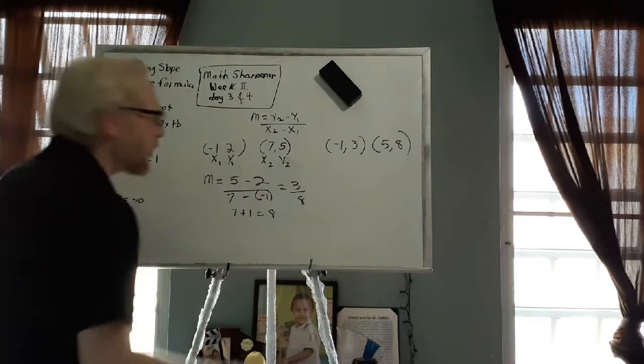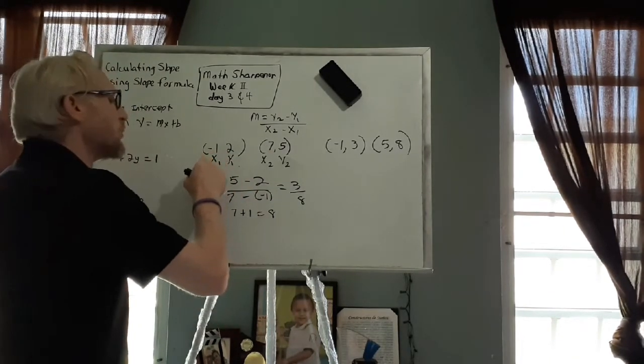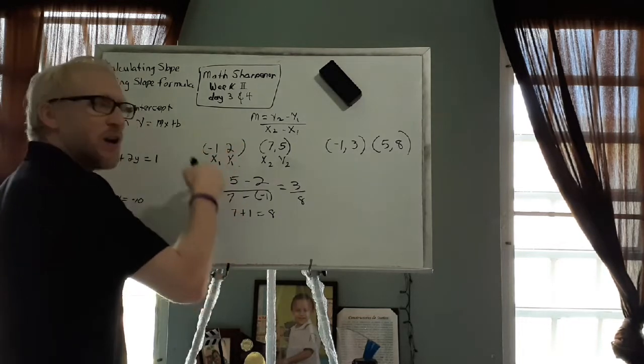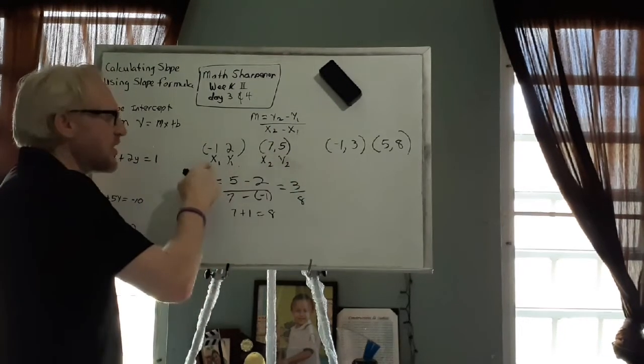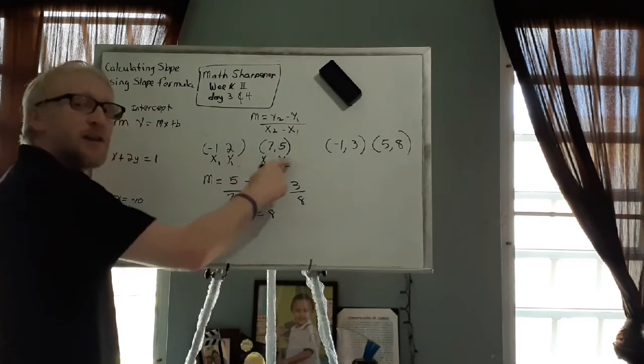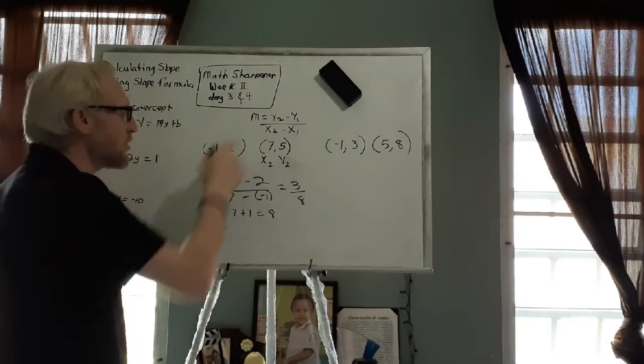So we have our ordered pairs. We know that our ordered pairs are always divided into x and y coordinates, and we're going to read them from left to right. So we're going to say this is x sub 1, this is y sub 1, this is x sub 2, and this is y sub 2, and then we just plug them into the formula.